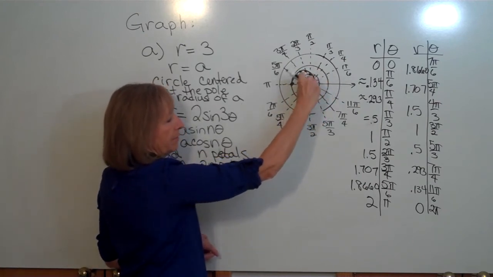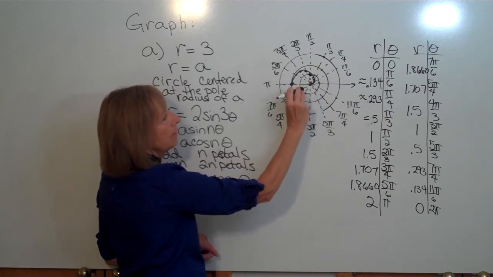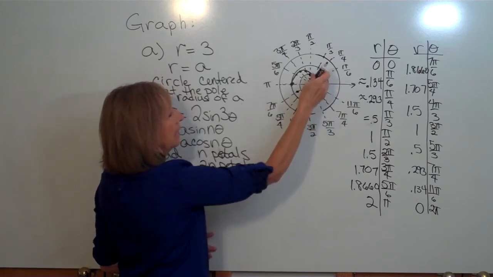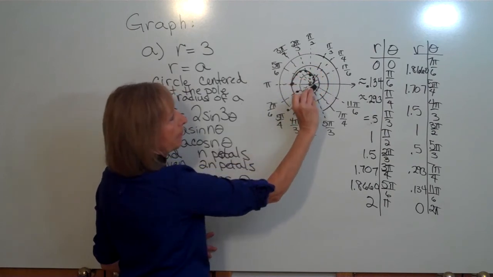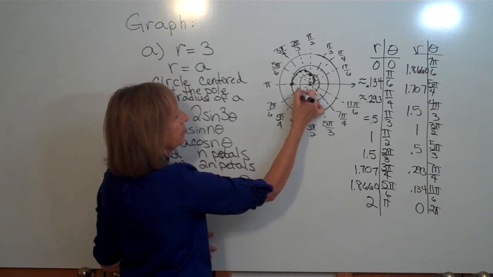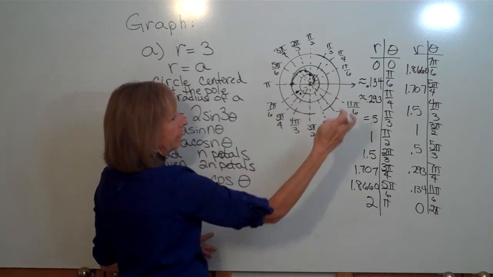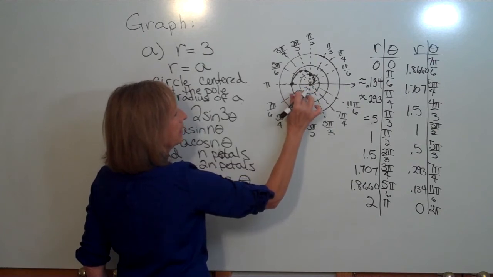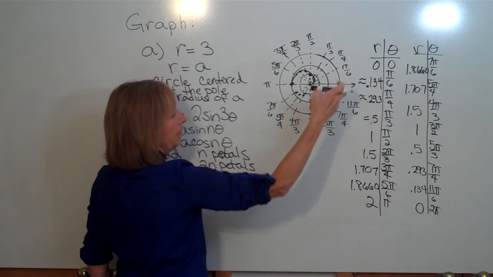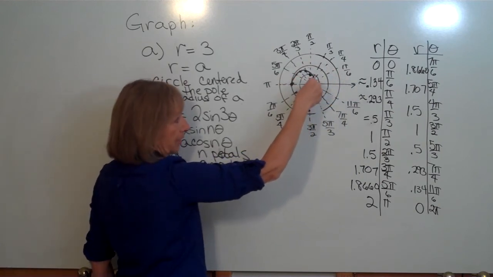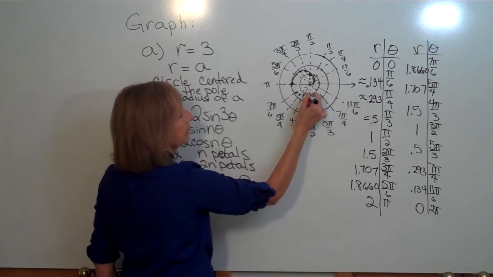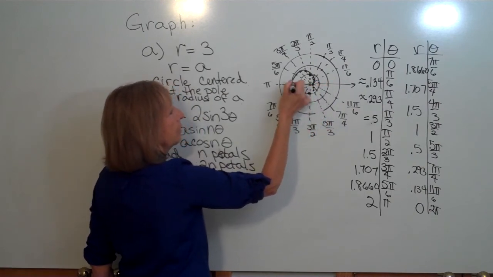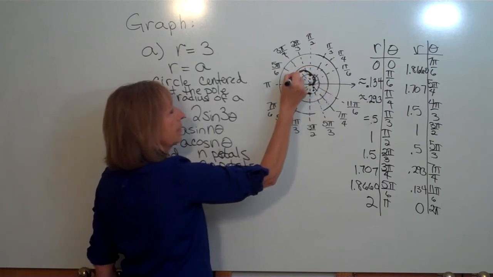Now, for 7 pi over 6, we're at 1.8660. And then at 5 pi over 4, it's 1.7-ish. So that's there, this is here. At 4 pi over 3, we have 1 and a half. So I need to move these out just a little bit. At 3 pi over 2, so rotate 3 pi over 2 and walk forward 1. And then as we go through and complete these dots, we get our graph that looks like this.